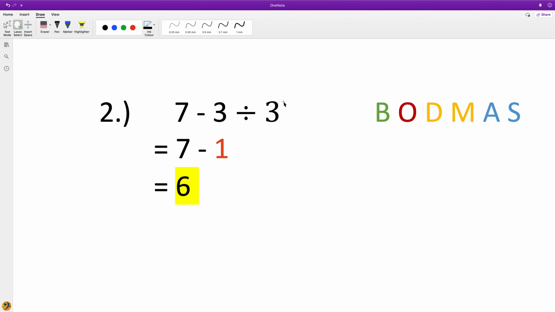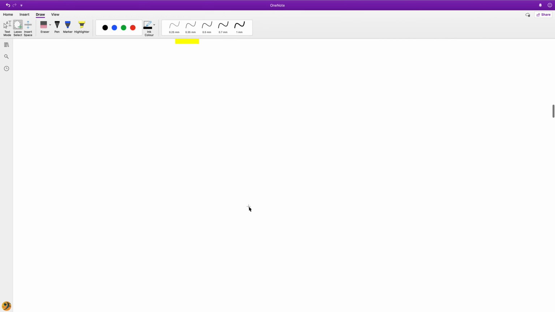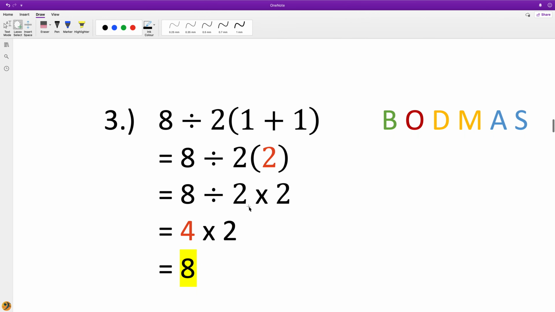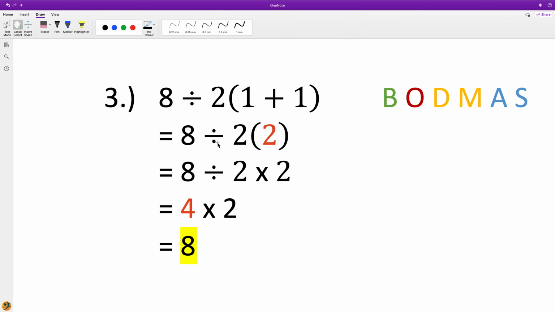According to our rules, we actually need to do the division before the subtraction. So the first line of working out is evaluating this part here, 3 divided by 3. So our first line of working out becomes 7 minus 1, which is 3 divided by 3. And then we simply subtract 1 from 7 and we get 6. So far so good. The next one we have here is question 3.